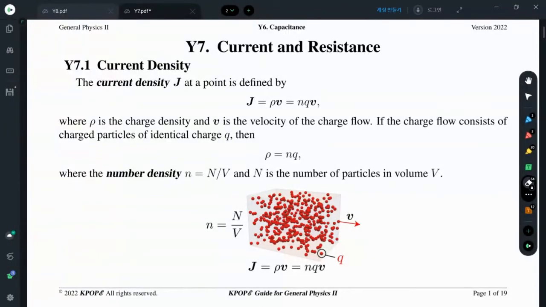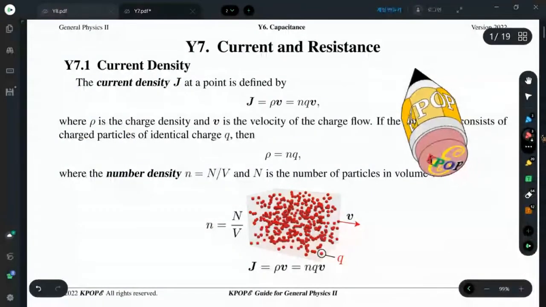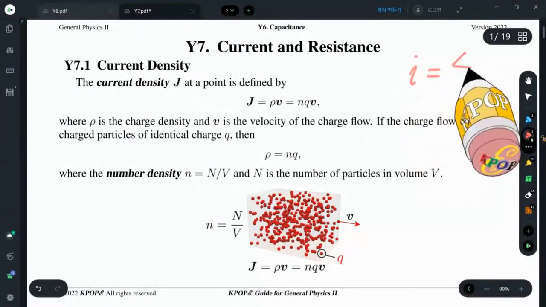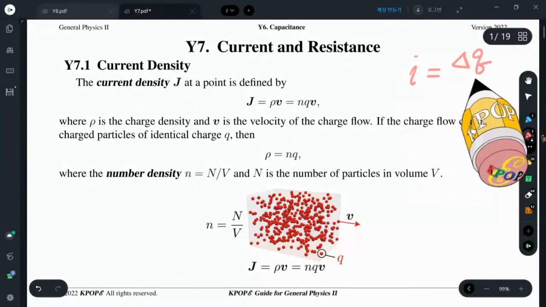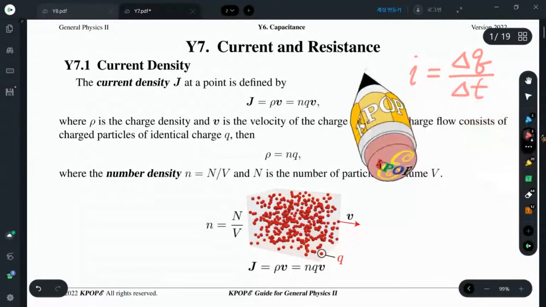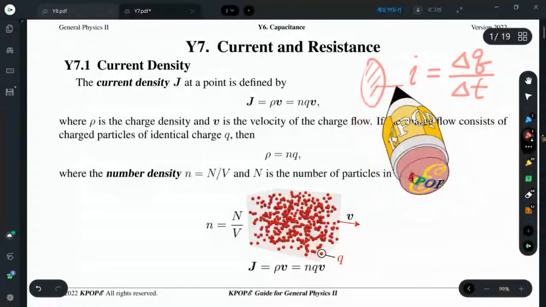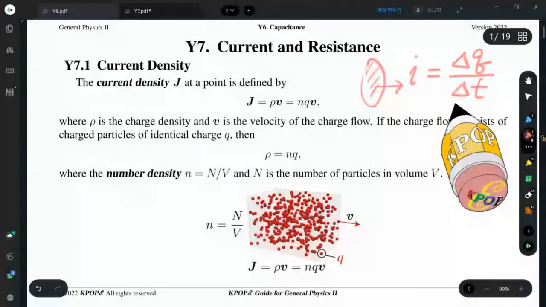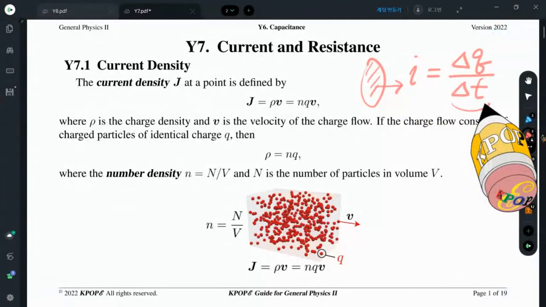Y7 Current and Resistance. We first consider current density. You must be familiar with current. Current I is the amount of charge passing through a cross-sectional area during the time interval delta t.